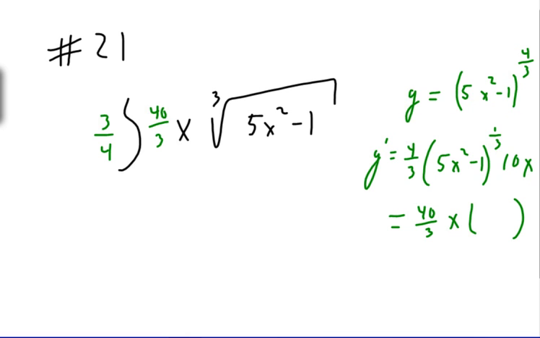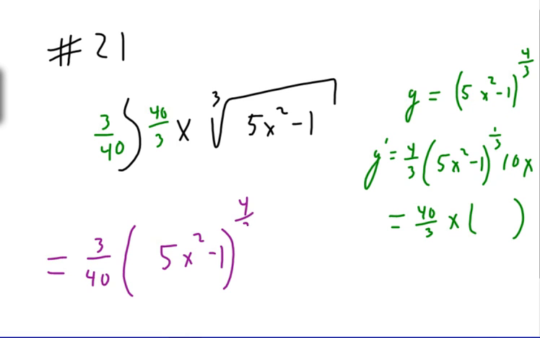And then I'm going to write down my final answer. Maybe I am. I don't know. Oh, I am. And I'm going to say 3 over 40 times (5x squared minus 1) to the 4/3 plus c. Say again? I said, by George, I think I got it. Well, if I do it enough times, that's the whole point.